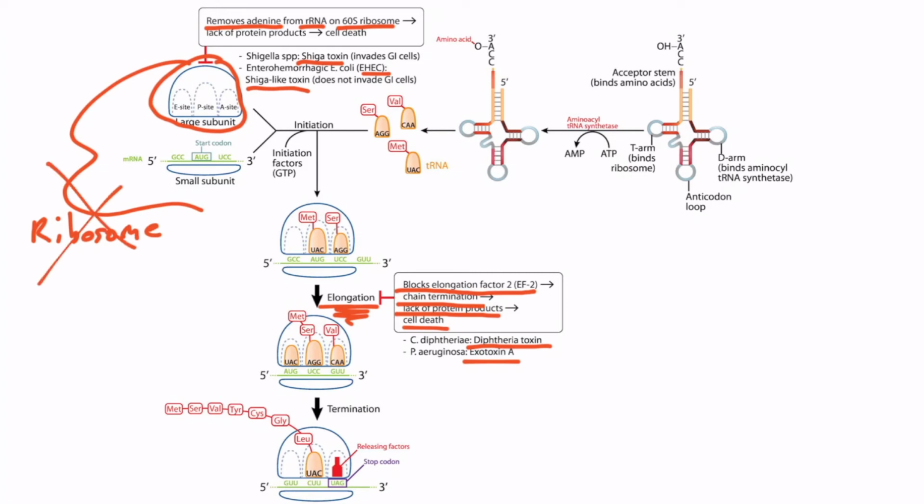This means that translation cannot occur. So, by blocking the 60S ribosome, there's a lack of protein products, and the cell eventually dies. An important distinction between these 2 exotoxins is that Shigella's Shiga toxin actually invades the GI cells, but the Shiga-like toxin does not invade those cells. It's just an important fact to remember. Regardless, both toxins block protein synthesis and kill the cell.